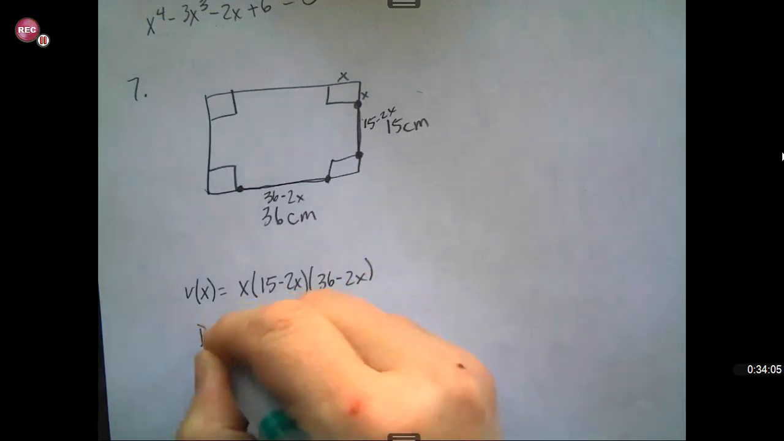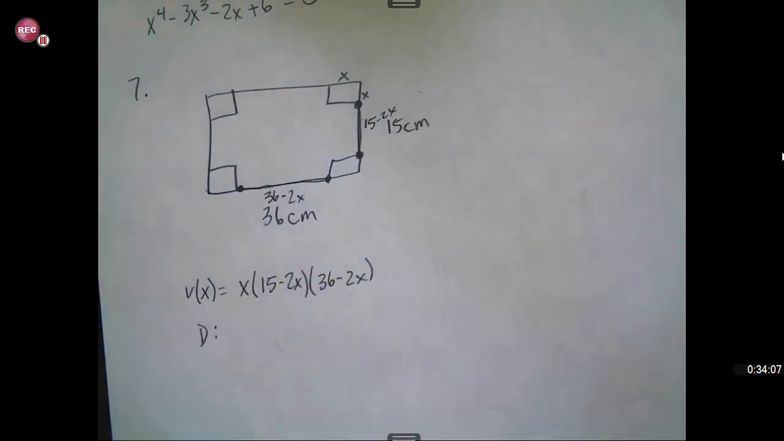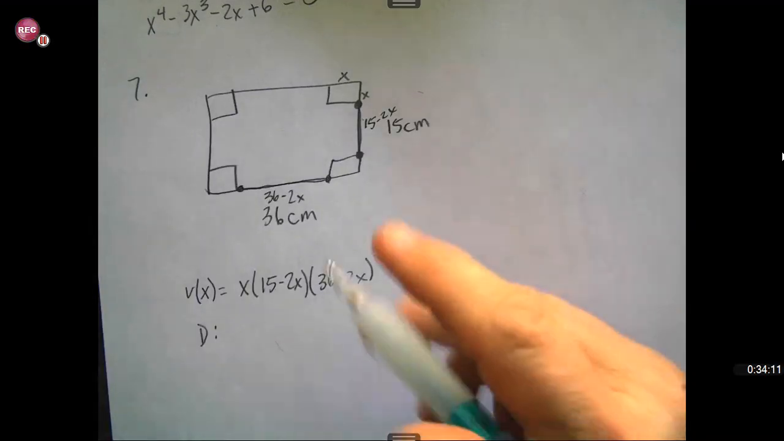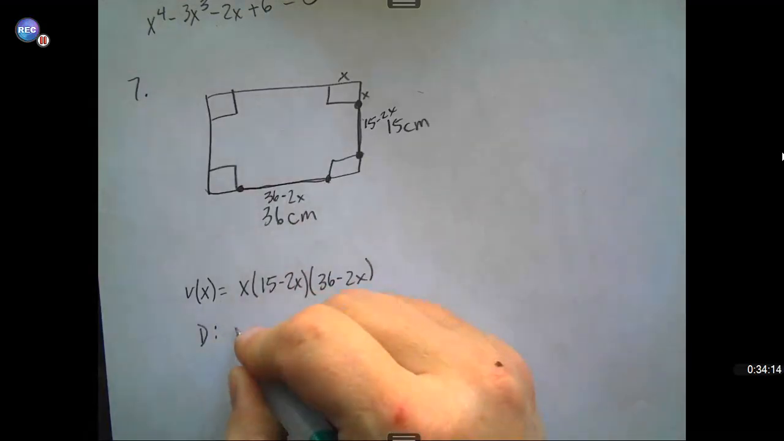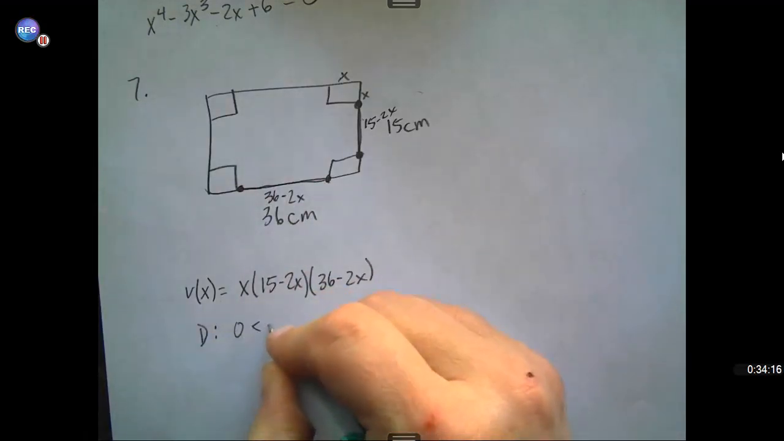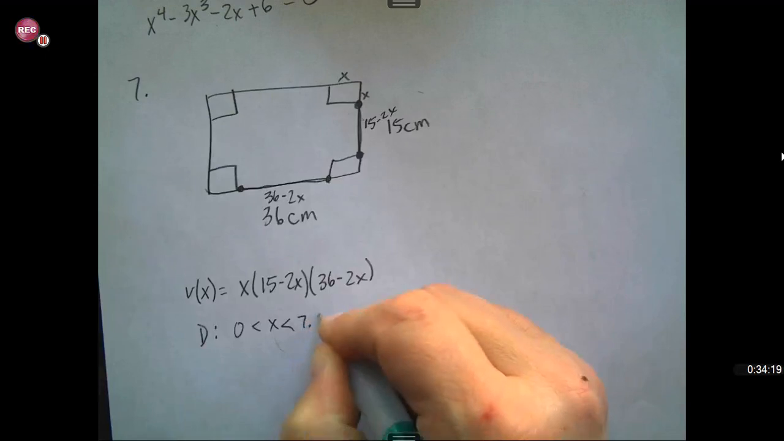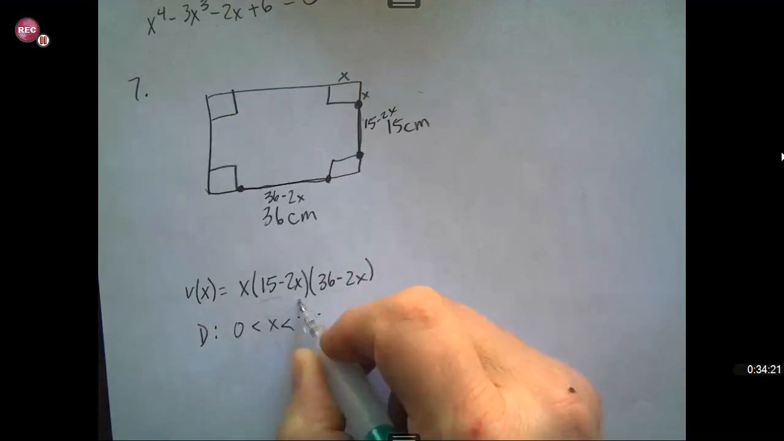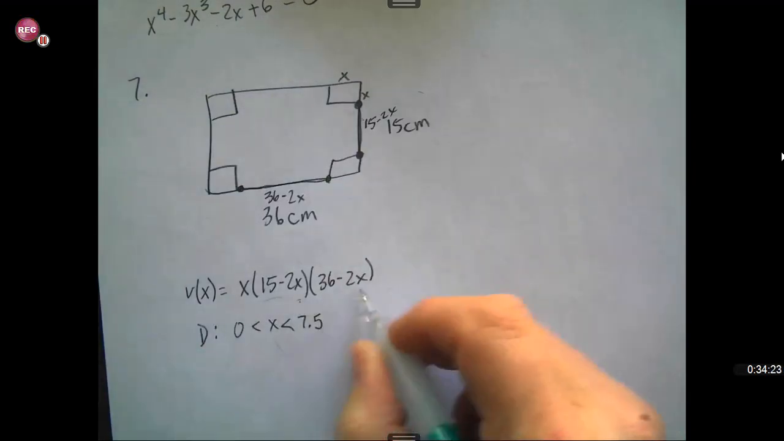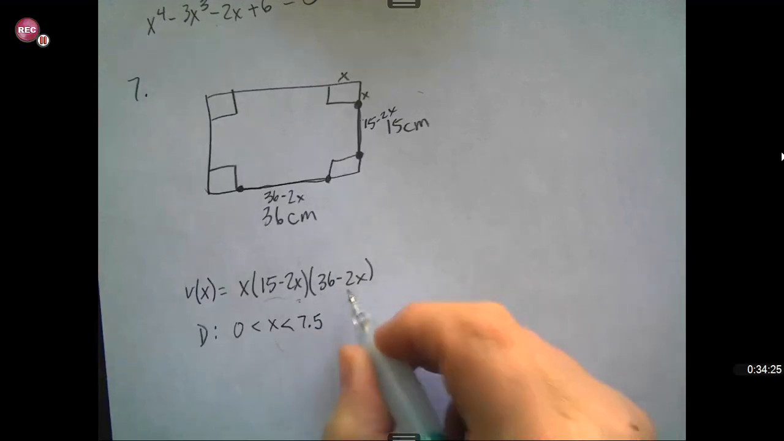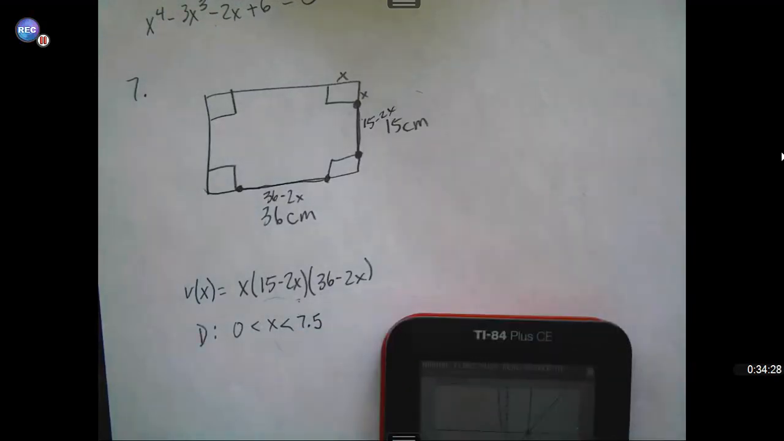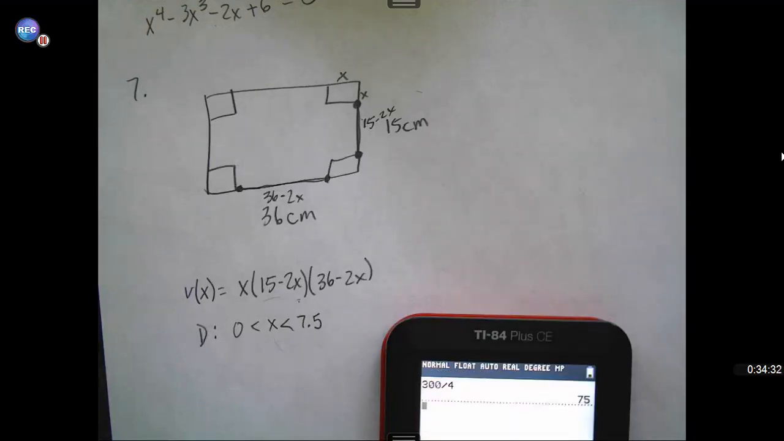My domain, again, I don't know. They're not asking you to state the domain, but it helps. Again, with my window, it's going to be 0 to 7.5. Because when I solve this one, I get 7.5. When I solve this one, I get 18, but it can't be 18 because that would negate the other one, and we'd have a negative volume. No negative volumes allowed.